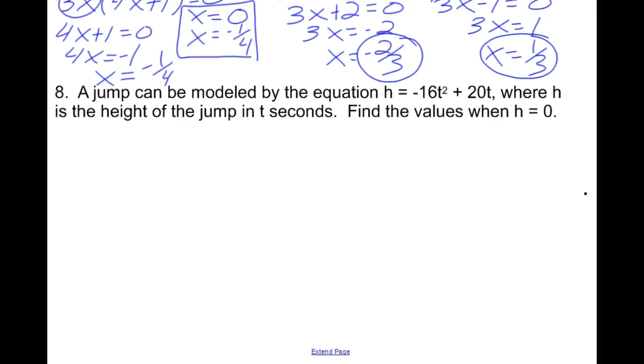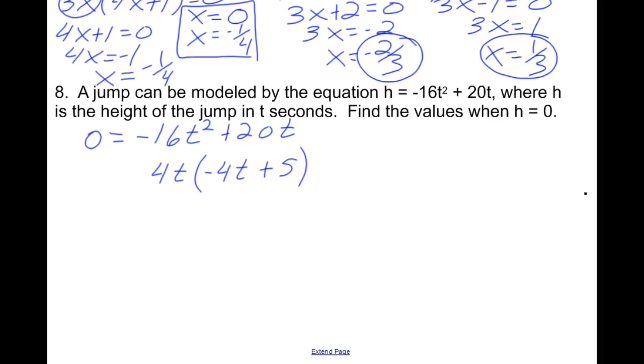So I just noticed my little speaker symbol is on mute. Well, we'll see what happens. So find when h is equal to 0, so that means we're going to have 0 is equal to a negative 16t squared plus 20t. I can get a 4t out of each of those, so 4t, and then that would be a negative 4t plus 5. So either 4t equals 0 or a negative 4t plus 5 equals 0.